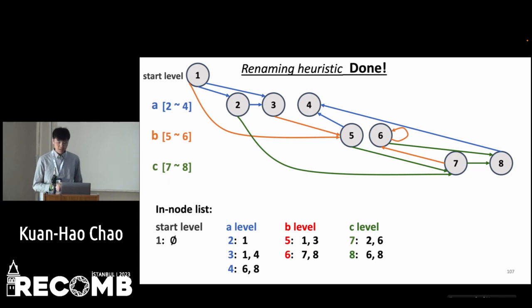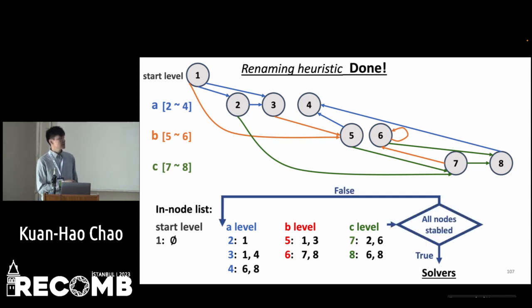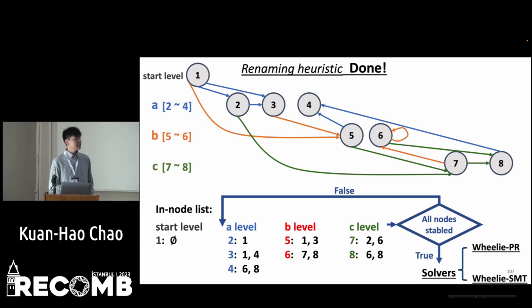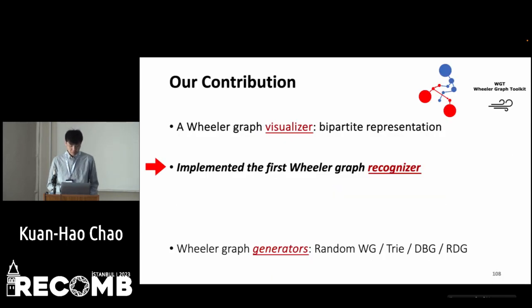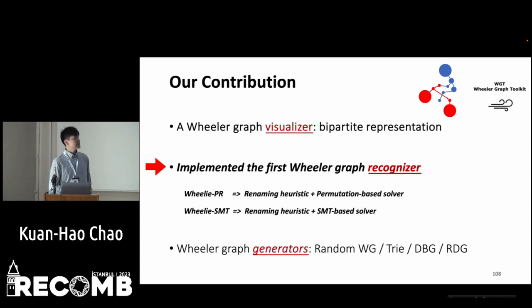So now, as I just mentioned, this is actually a for loop, so after we do the in-list sorting, we'll go back and check again. And if all nodes are stable, then we'll check if every node has a distinct order. If so, then this is a weird graph. But if it's not, then we're going to pass it to a solver, which we have Wheelie PR and also Wheelie SMT. So here's a quick recap of our recognizer. We provide a permutation-based solver, which we call Wheelie PR, and also an SMT-based solver, which we call Wheelie SMT.